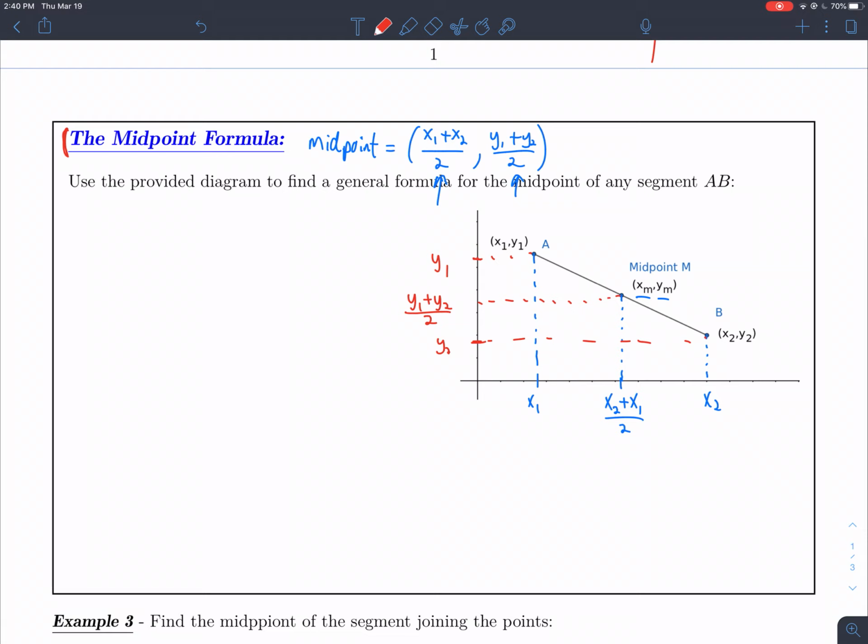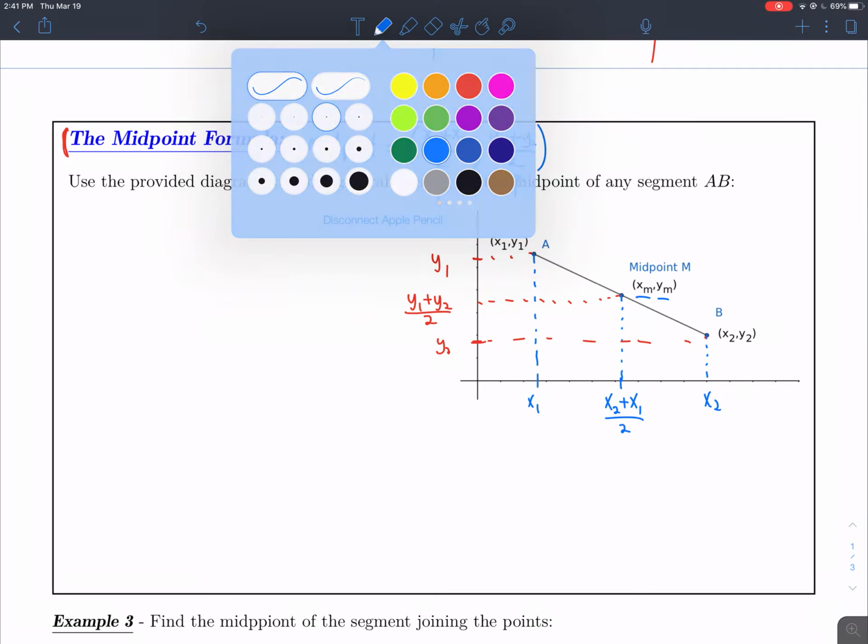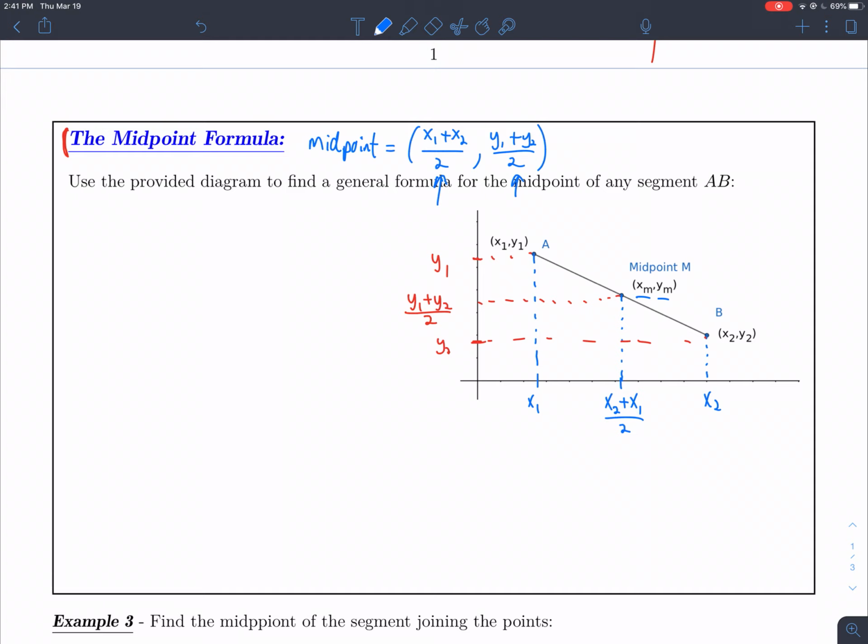Remember, average again is adding up the numbers and dividing by the number of numbers. So I have two coordinates, I add them together and divide by 2 because there are two coordinates. That's average. Now I'm going to draw a triangle here to show you something, and then we'll start writing stuff down in words. So please, you must have explanations in words.